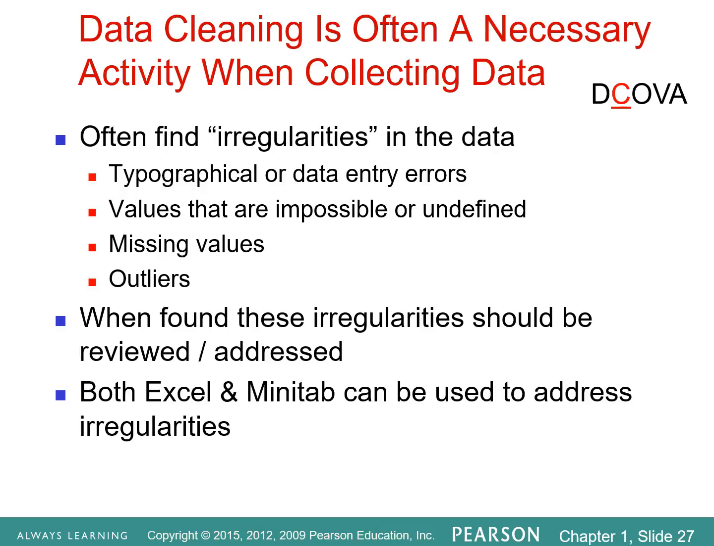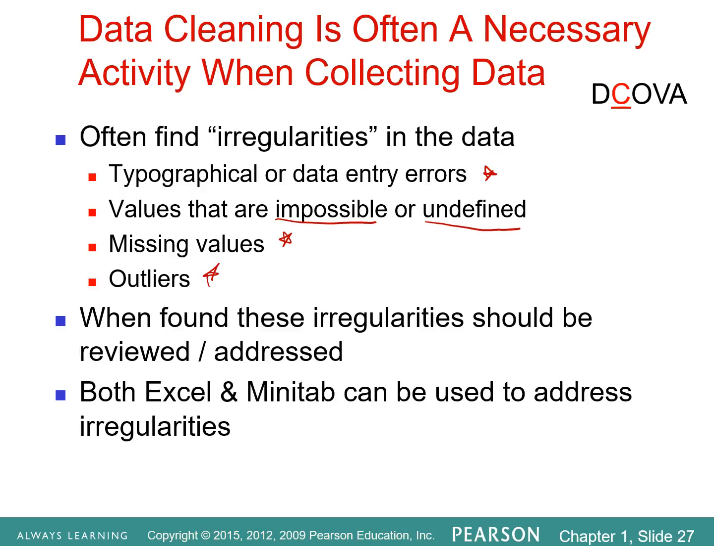We often find irregularities in data. This is common, right? Sometimes they're typographical. Maybe we just entered the information wrong. How many times have you entered phone numbers wrong? I do a little bit of bookkeeping, and that's the importance of reconciling, because at the end of the month, maybe you added something twice, maybe you added something incorrectly. Either way, typographical errors or data entry errors. Values are impossible or undefined. Maybe some of these values we can't reach. Maybe there are missing values, or maybe there are outliers.